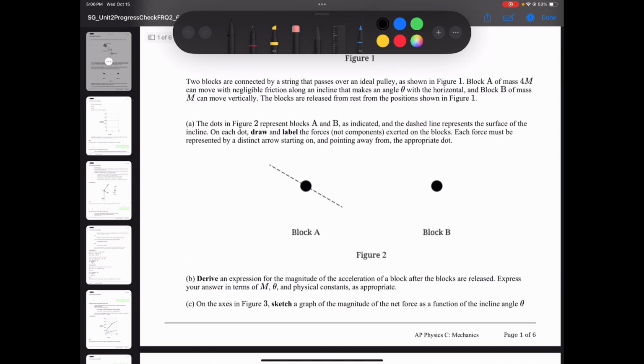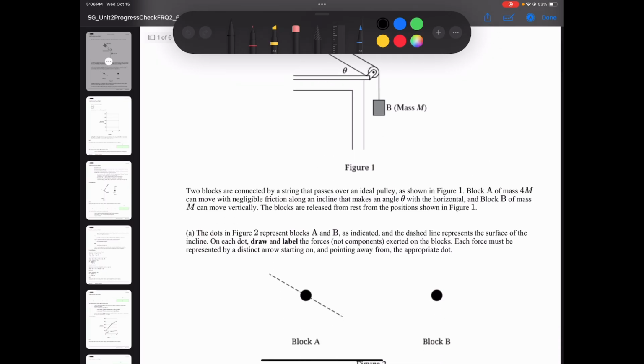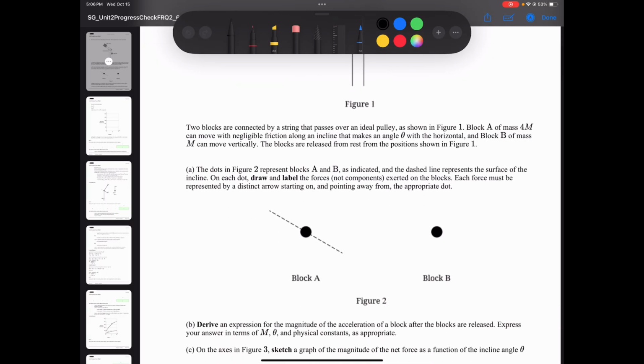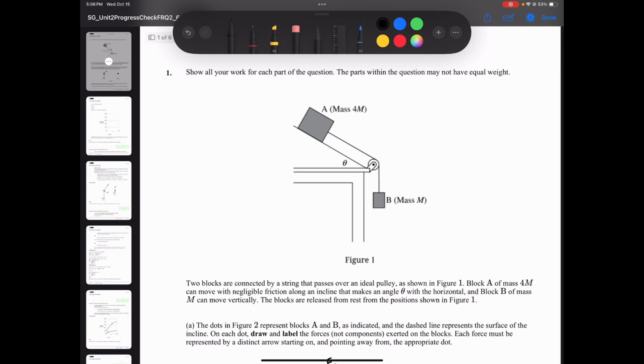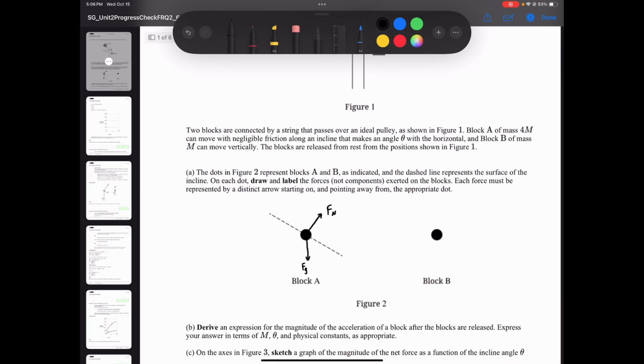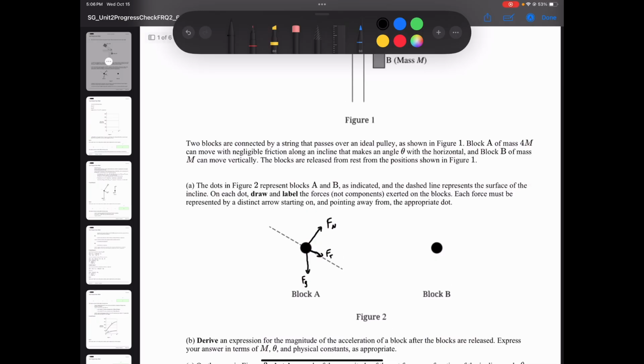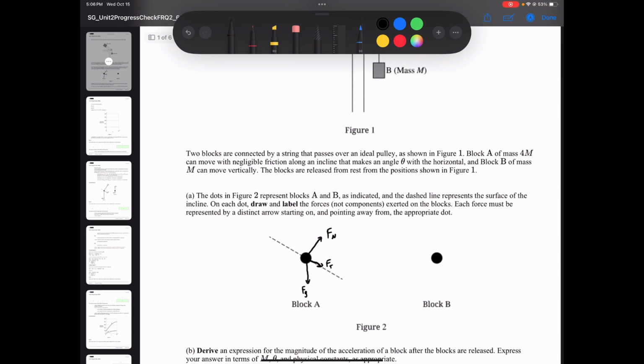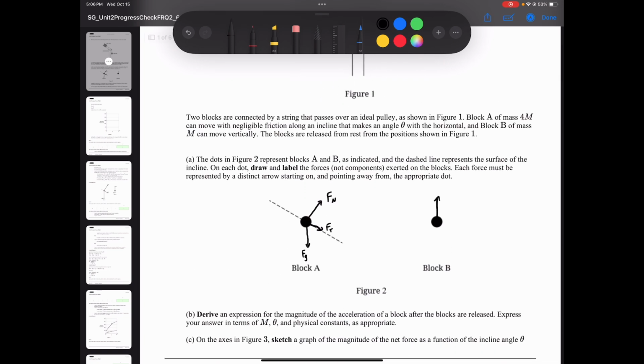All right, so let's draw our free body diagram. I know that for the block on top of the inclined plane, there's going to be a normal force that is perpendicular to the plane. There's going to be a force of gravity going down. And here we see that there's a tension force pulling along the plane, in the same direction as the inclined plane. So I'm going to label that force of tension. Now for block B, all we have is tension, so force of tension and the force of gravity.